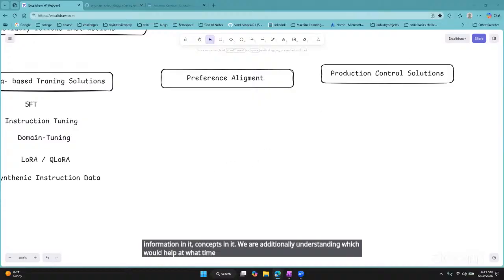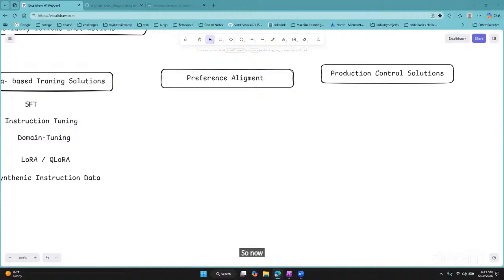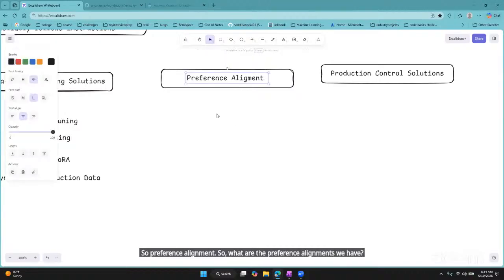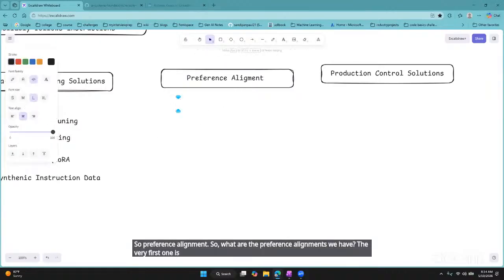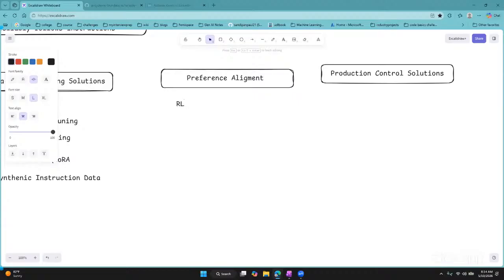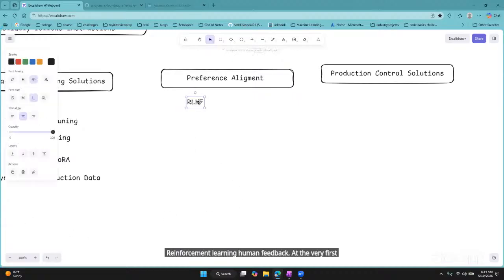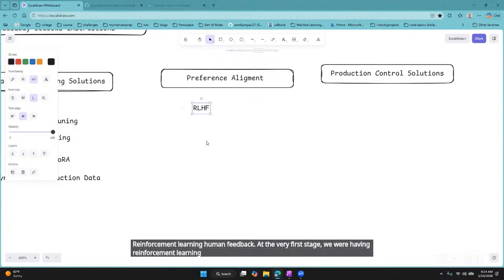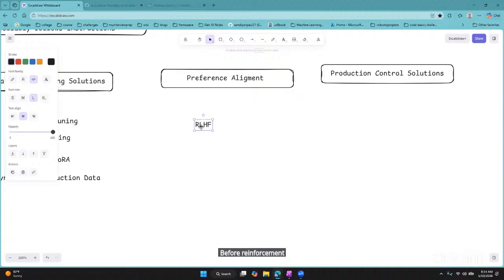Okay. So now, preference alignment. So what are the preference alignments we have? The very first one is reinforcement learning human feedback. At a very first stage, we were having reinforcement learning human feedback. And then before reinforcement learning human feedback, there is something called reward model.